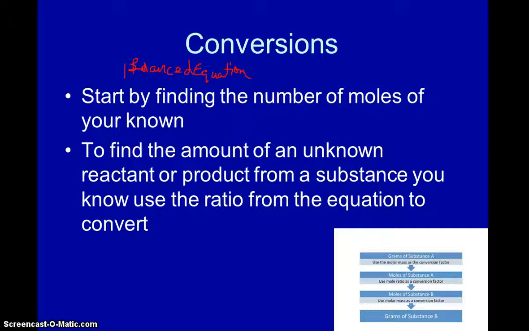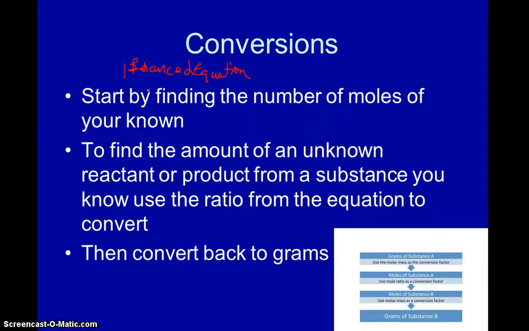Next, that second step, just like we did in the last problem, is to convert using a ratio from our balanced equation. Last step, we're just going to convert back to grams. So each of these, if we start in grams, is going to be a 4-step problem. You're going to start again from a balanced equation, find your number of moles, convert to the moles using the ratio from the equation, and convert back to grams.